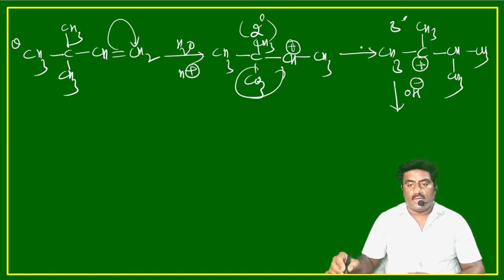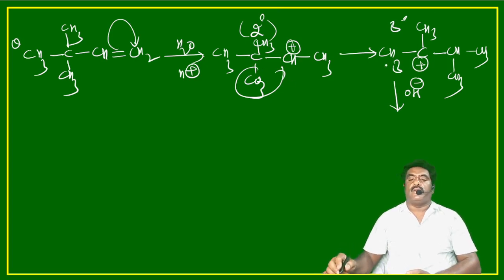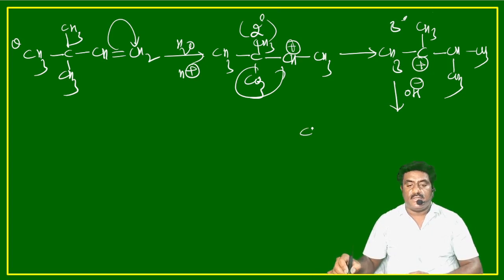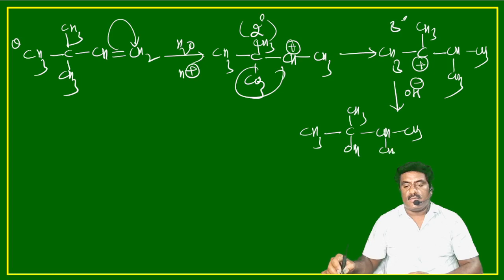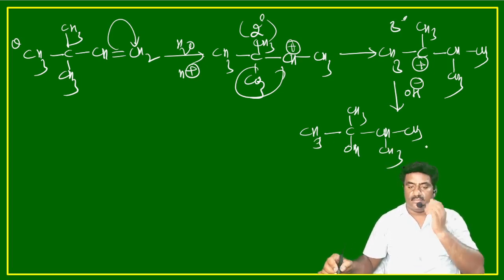So, a carbon having three methyl groups, CH double bond CH2, hydration. It forms: the pi bond shifted to CH2, the carbon getting a positive charge. It is a secondary carbocation. So there is a methyl shift to form a tertiary carbocation, with the OH minus. It gives CH3, CH3, OH and CH, CH3, CH3. This is the hydration product to form an alcohol.